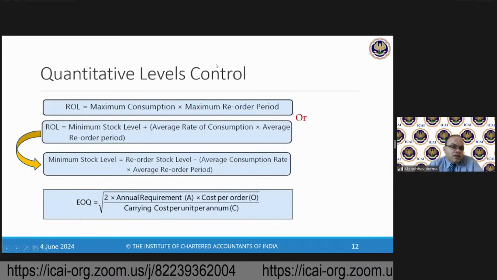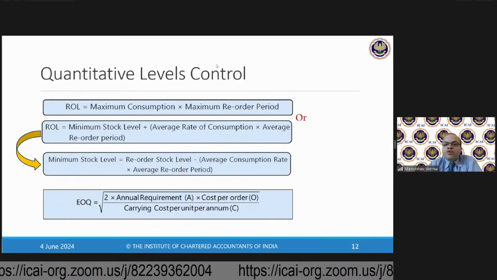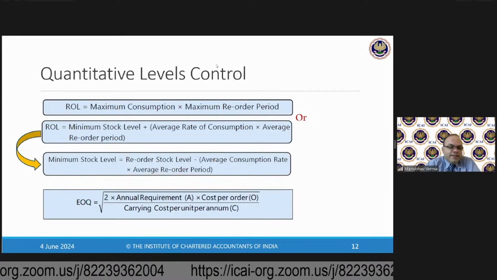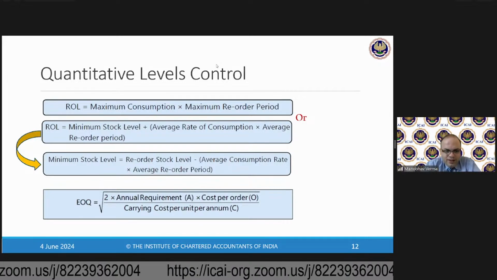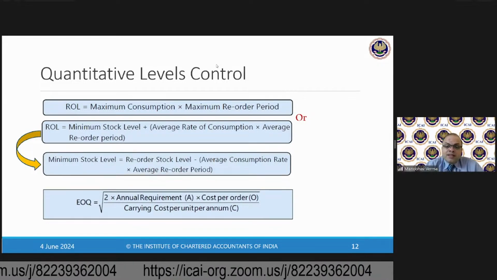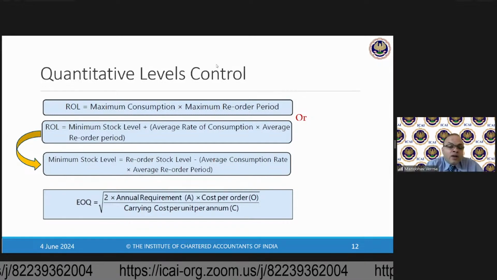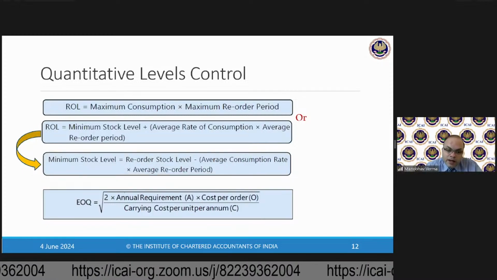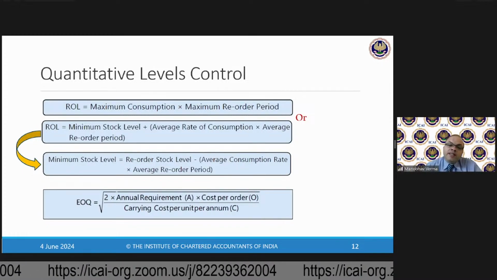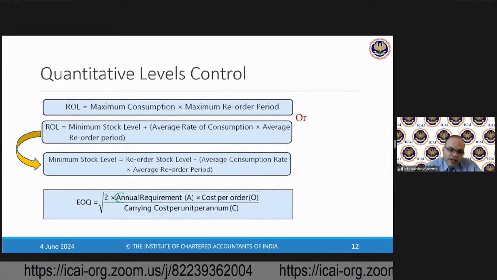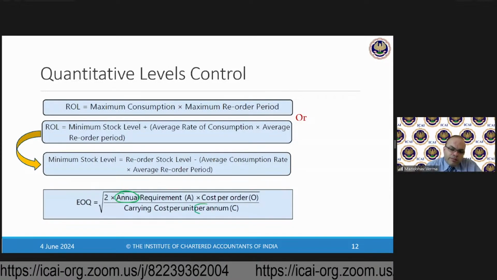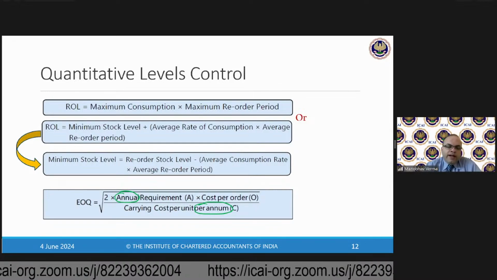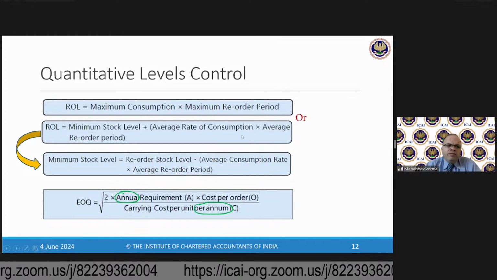The next formula is very much not alien to you guys. I'm sure most of you would have seen this formula earlier, reorder quantity or economic order quantity, square root of 2AO upon C, where A is annual requirement, O is cost per order, and C is carrying cost per unit per annum. Now, in this formula, the only thing you need to be very, very careful about is that we have consistency in the period in the numerator and denominator. Here we are saying annual, here also we are saying per annum. So it's annual in the numerator, annual in the denominator, right? That is something we will be discussing in one or two examples also.